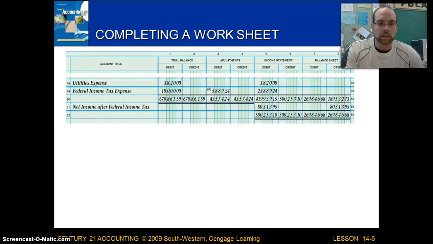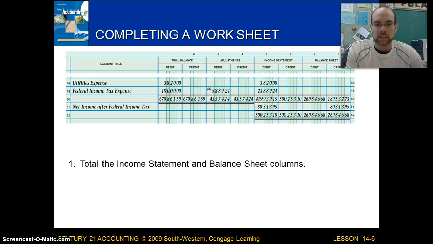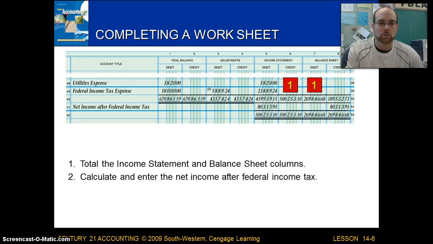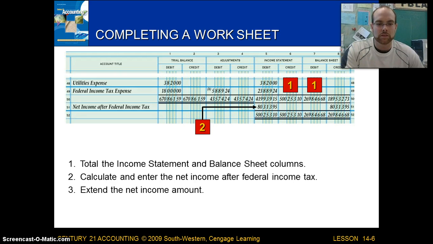So now we're going to be completing the worksheet. So we take a look. We need to total the income statement and balance sheet columns. As we take a look at our credit and debit columns there, everything's fine. We have totaled those. Now we need to calculate and enter the net income after federal income tax. So after federal income tax, $80,313.95 is our net income.